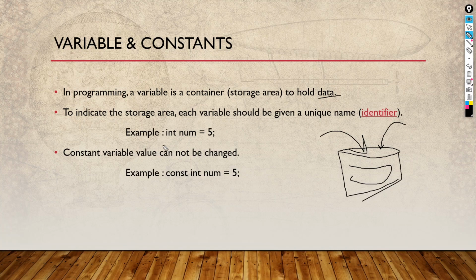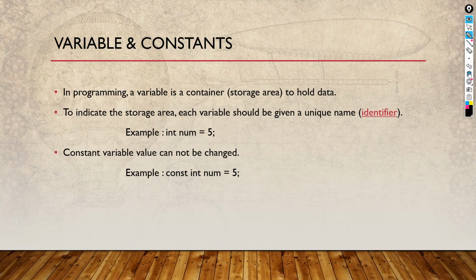Now how to declare a variable? Like this. Right now don't consider this int. This is the name of the variable, this is num. This container is num. So this is a variable, and what we're doing is keeping 5 in it. We are keeping 5 in this num container.